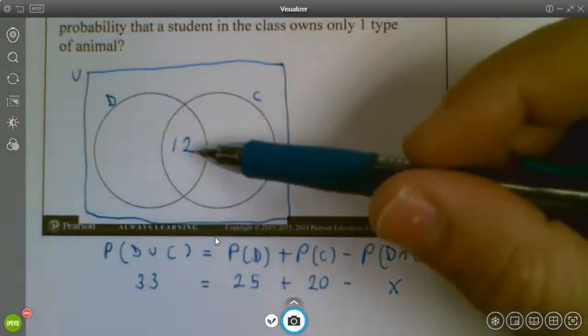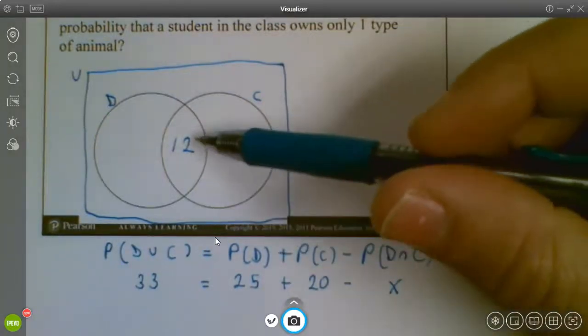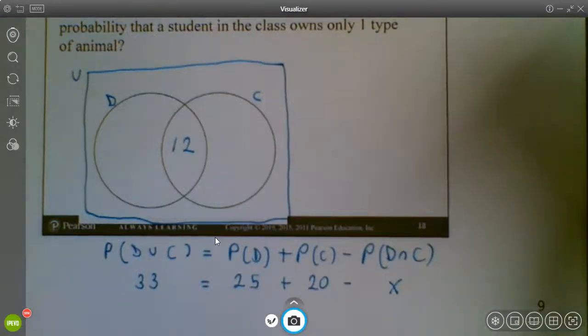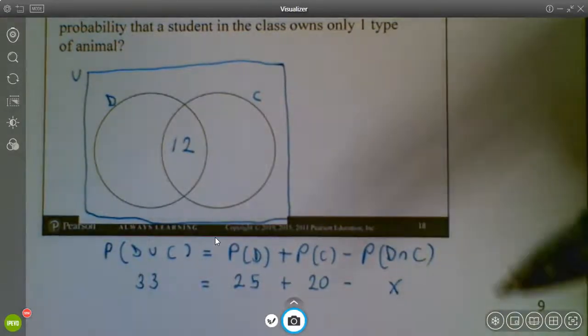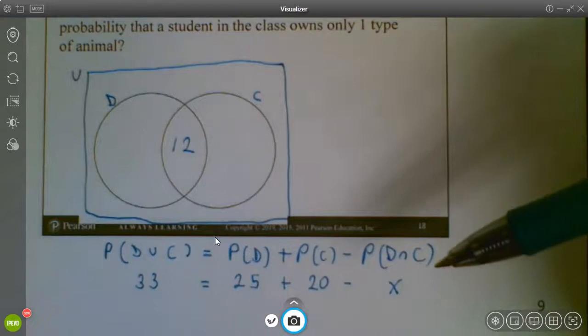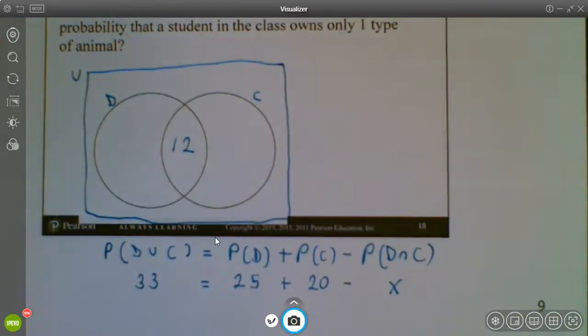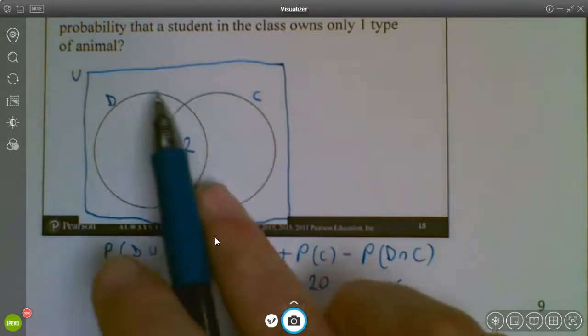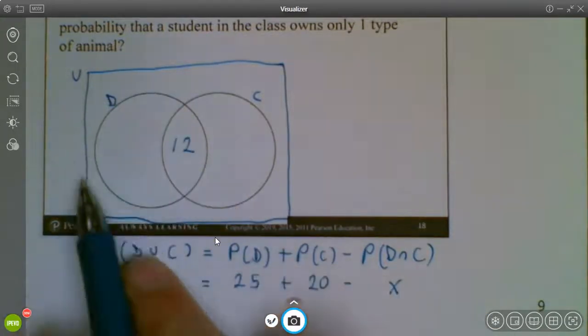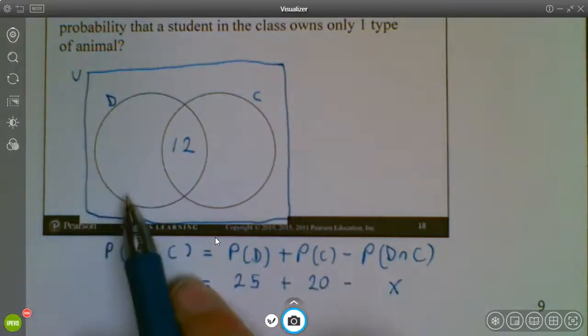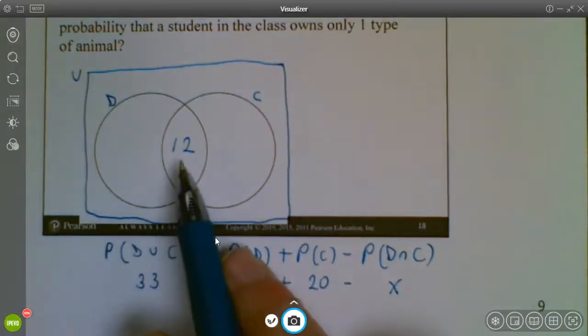If you really wanted to write this as a probability, we would say 12 out of 40, since there was 40 students. And you could create a percent, but I'm going to hold off on the probability till the end, until we need that. So let's just subtract out and get our numbers here. So remember, it said that there was 25 that own a dog. Okay, so this circle needs to total 25 people. Okay, and we've already accounted for 12 of them. Right, these were dog owners.